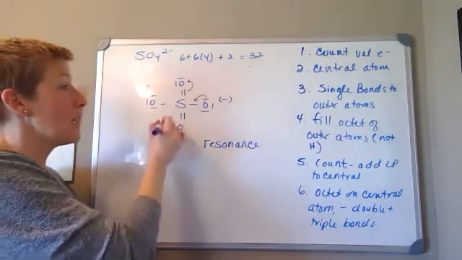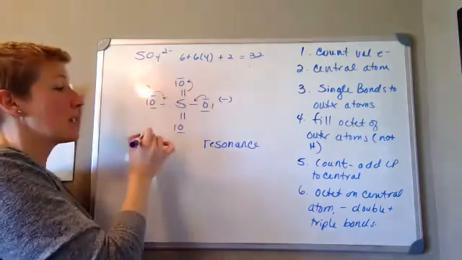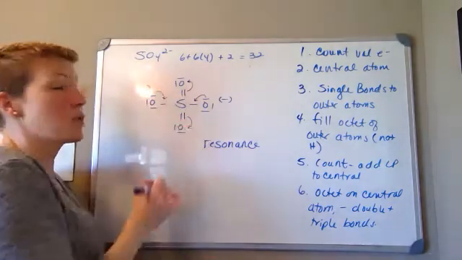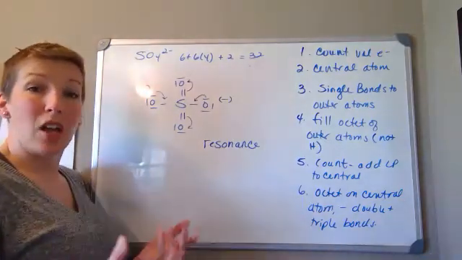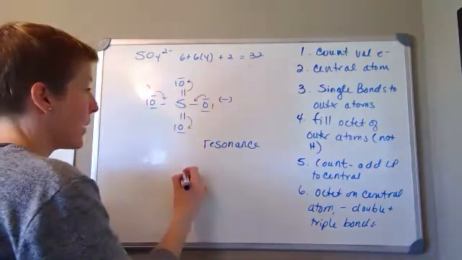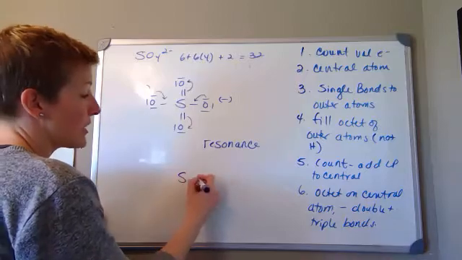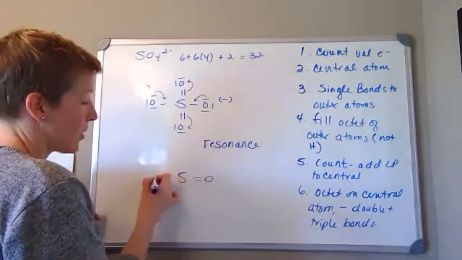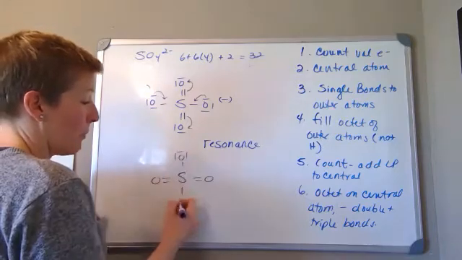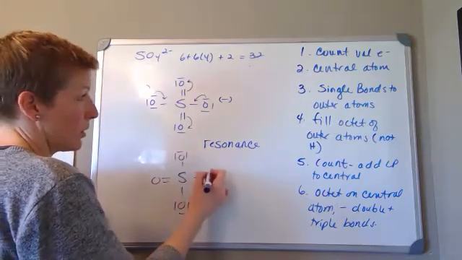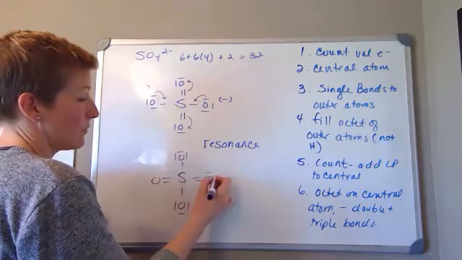The same thing can happen over here. These electrons can kick in, but it means those electrons are going to kick out. So we can draw what's called another resonance structure. We have our sulfur in the middle, but this time our double bonds are on either side, left and right, rather than top and bottom. Okay, so I'm just going to redraw this again.